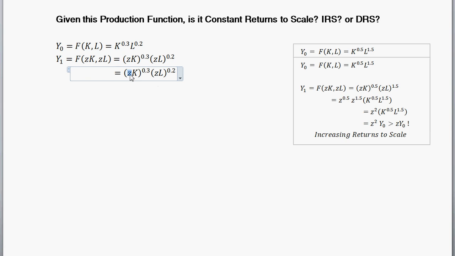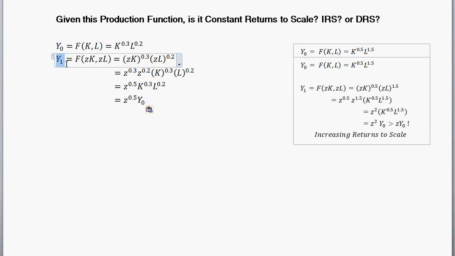Now let's pull out z in front of everything. You get a z to the 0.3 from capital, and then a z raised to the 0.2 from labor. So we pull those out. z raised to the 0.3 times z raised to the 0.2 is just z to the 1/2. And then these are just what that initial output was. K to the 0.3 times L to the 0.2, that's exactly what our initial output was equal to, so we can just plug that in.